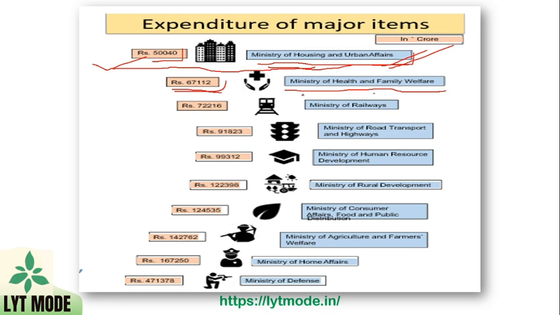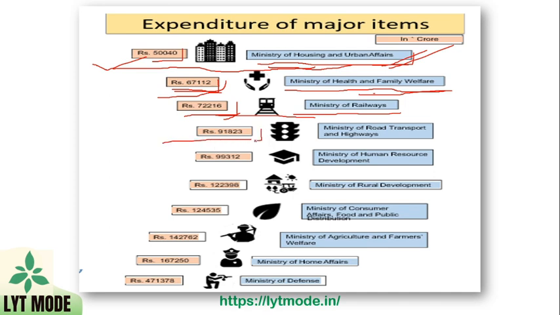You can write it down, so you can make notes of this amount, or you can find it in the PDF also, which I will provide you. So this is the amount 67,112, which is allocated to the Ministry of Health and Family Welfare. And 72,216 crore is the amount which is allocated to the Ministry of Railways. This amount is allocated to the Ministry of Railways.